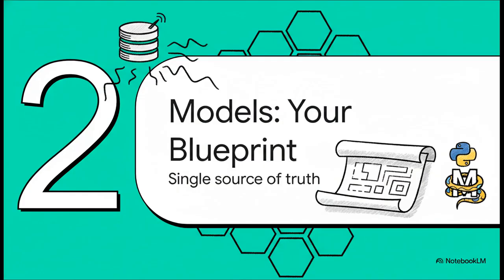Okay, so how does this bridge actually get built? Well, in the Django world, everything, and I mean everything, starts with the model. A Django model is just a Python class, but it's a special one. It acts as the single absolute source of truth for how your data is structured. It's literally the blueprint for your database tables.